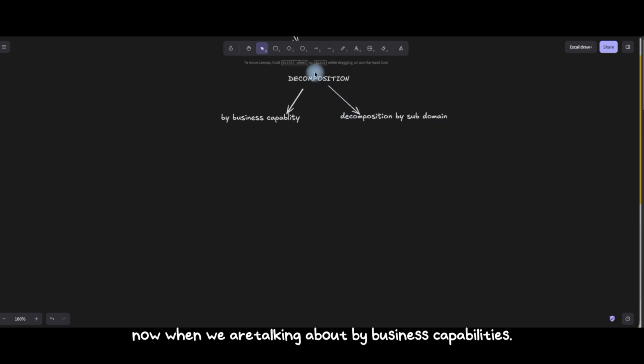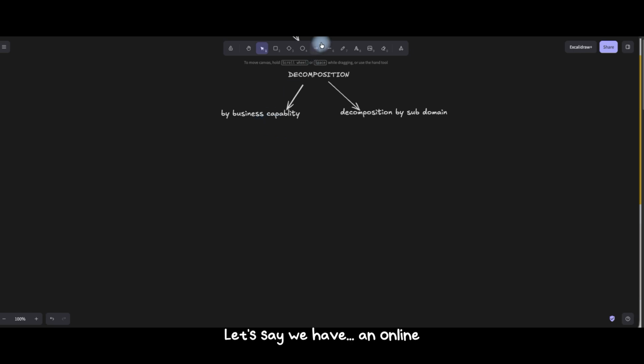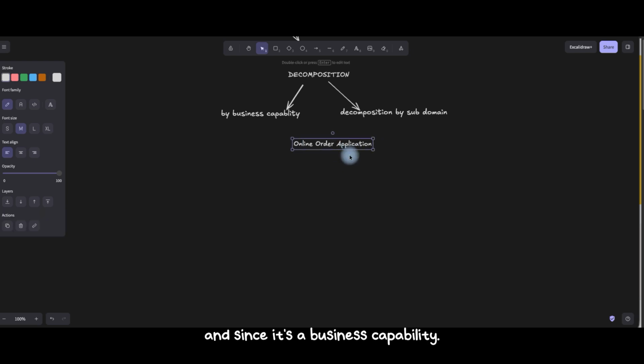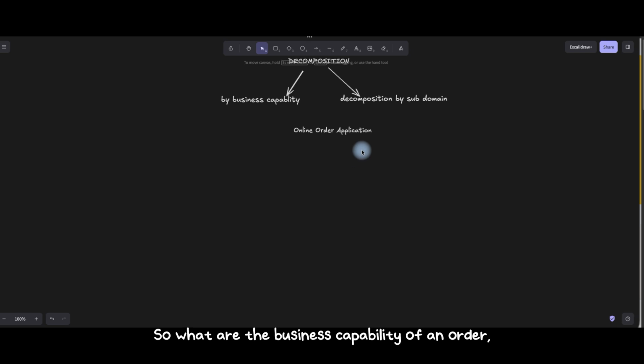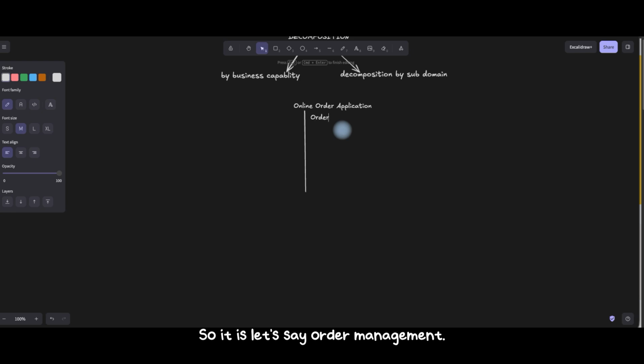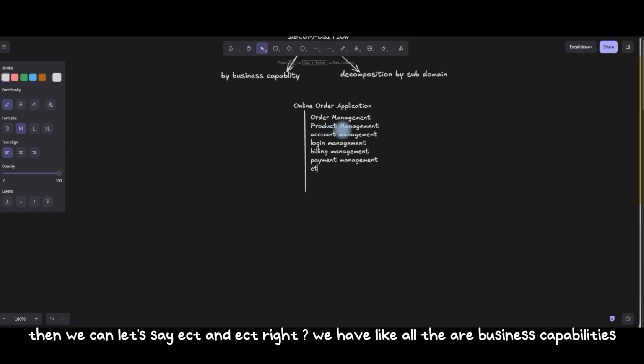Now, when we are talking about by business capability, we will understand it with an example. Let's say we have an online order application, and since it's a business capability, what are the business capabilities of an online order application? It has, let's say, order management, product management. So these are all business capabilities of this online order application. We have account management, login management, billing management, payment management. All these are business capabilities.